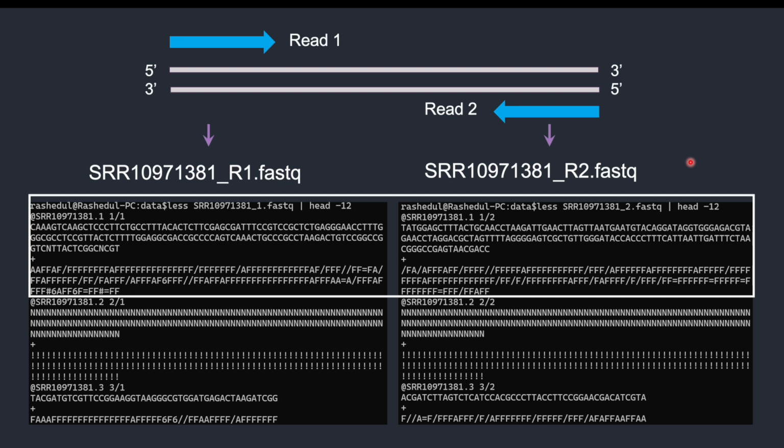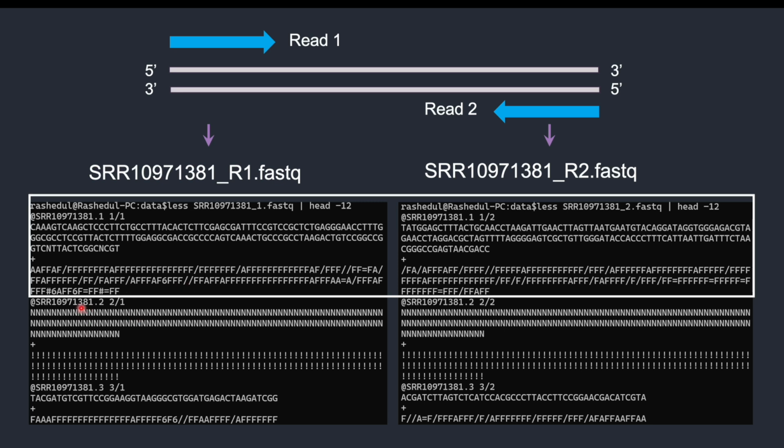Let's take a look at the first entry. From the R1 file and R2 file, we can see the read ID is identical between these two files. The only difference is /1 here and /2 here. So that tells us these two reads in two different files are coming from the same DNA fragment, whereas the left file is for read 1 and the right file is for read 2.